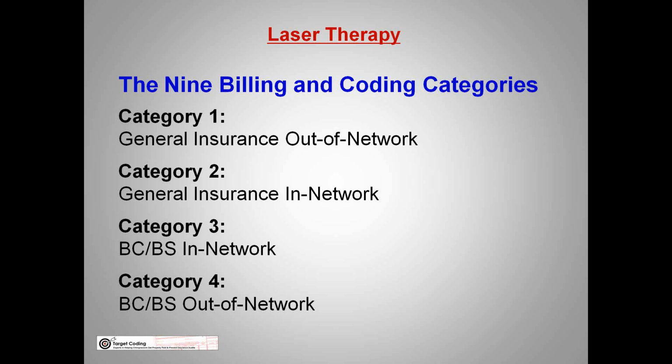Now, let's go to category 2. General insurance, but now you're in network. So you happen to be a participating provider. Let's say you're in United Healthcare, and then you have to go through Optum Health, or you're in network with Cigna or Blue Cross Blue Shield, and you're going through American Specialty Health Network. So now you're in network. Well, for the covered services, what are you going to do? You could only collect the copay. You cannot collect the full fee. You could only collect the copay for the covered services.